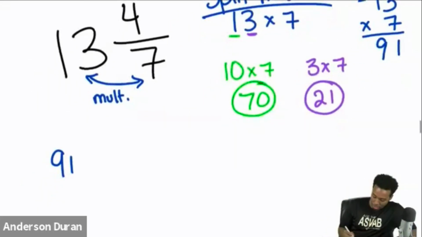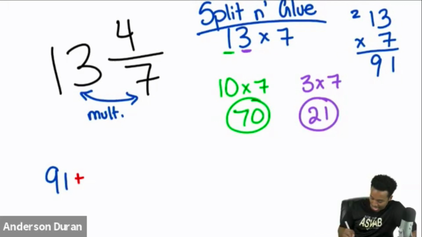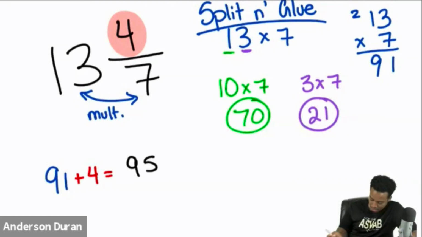So we have 91 there. What are we going to do with that 91 now? Correct. We're going to add that 4. Exactly. We're going to add it back to the 4. So if we add 91 and 4, rhetorically, that is 95. Not going to make you answer that.